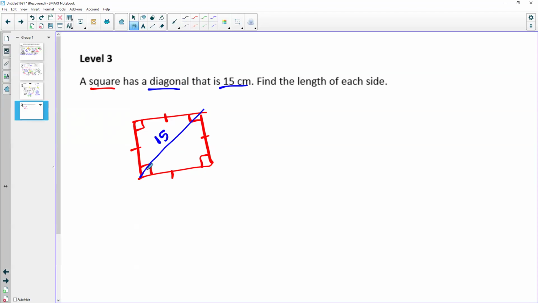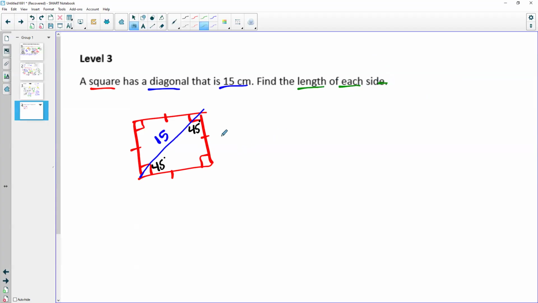So if I were to bisect this 90 degrees and cut it in half, that would create 45 degrees. That would happen here at this right angle, and it would also happen here at this right angle. So what we're basically working with is another 45-45-90 special right triangle. What the question is asking you for is to find the length of each side.